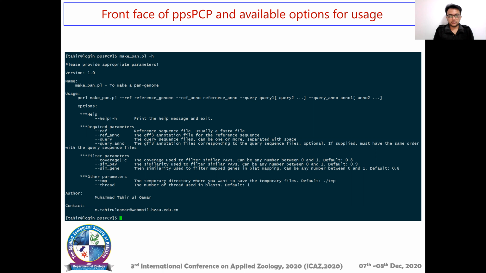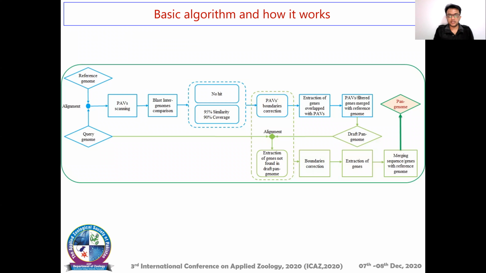There are also a couple of thresholds, cutoffs, and parameters available. You can use those according to your requirements or research purpose. This is the basic algorithm, and I will not go into the detail of every step due to the time limitation, but systematically it gives you a complete annotated pan-genome.